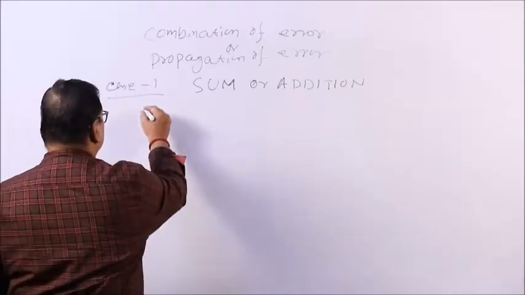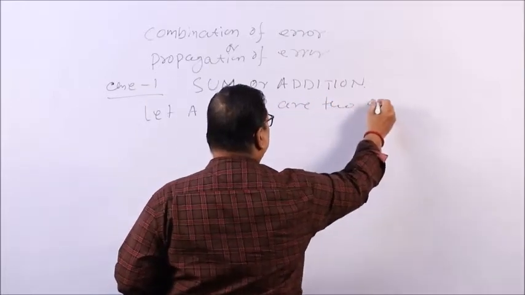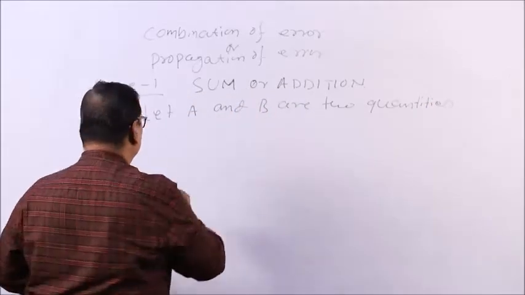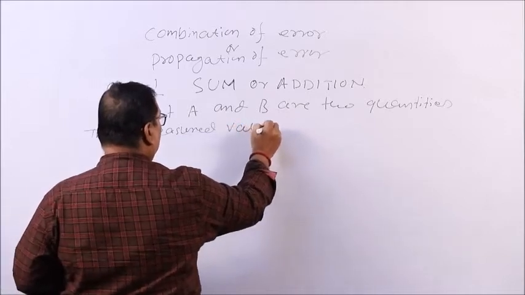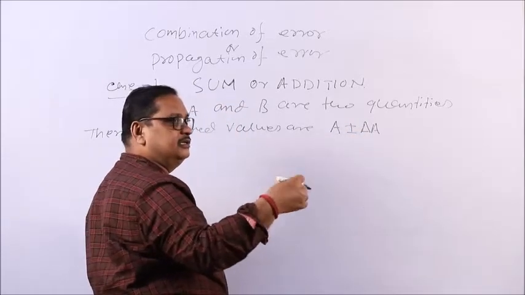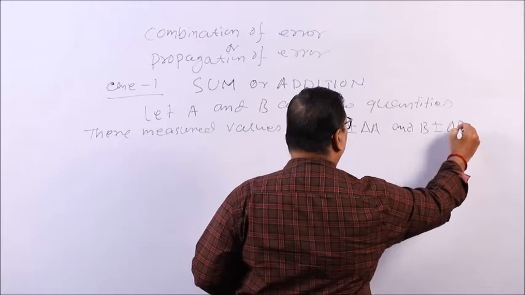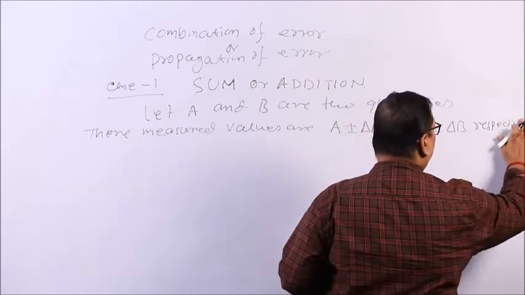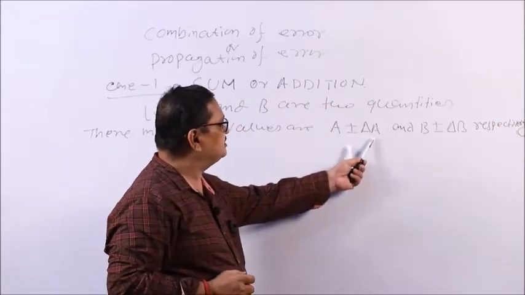Suppose A and B are two quantities, and their measured values are A plus minus delta A, either may be increased or may be decreased, and B plus minus delta B respectively. So, the absolute errors are plus minus delta A and plus minus delta B.